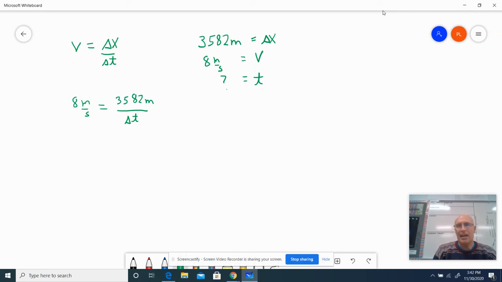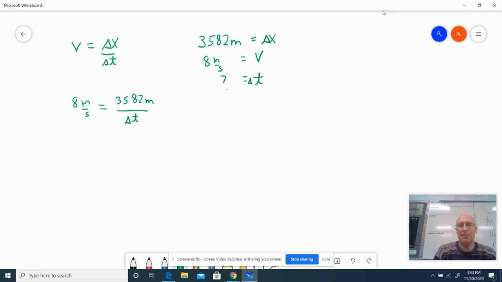If you try to put the 3,582 meters on the other side, then on this side of your equation, you would have 1 divided by change in time. And that is not the answer you want. You don't want 1 divided by change in time. You want the change in time. So you can't do that to solve this.